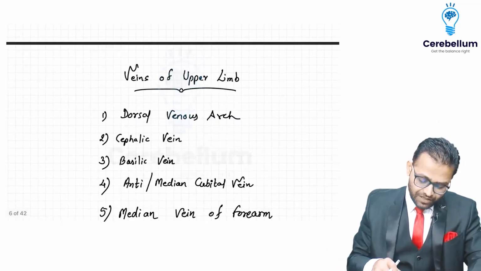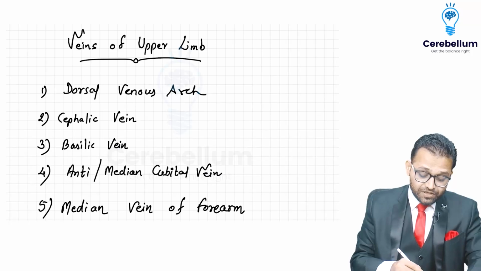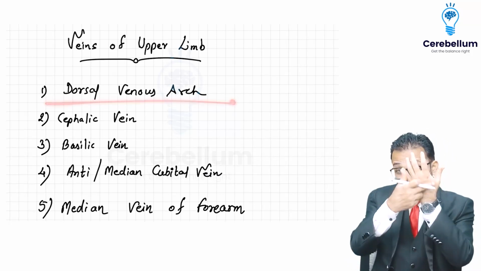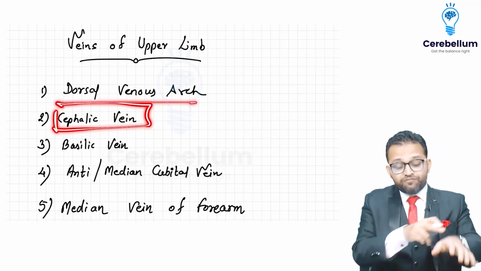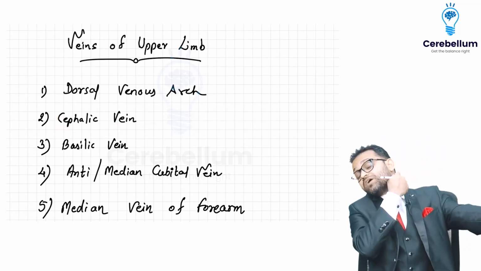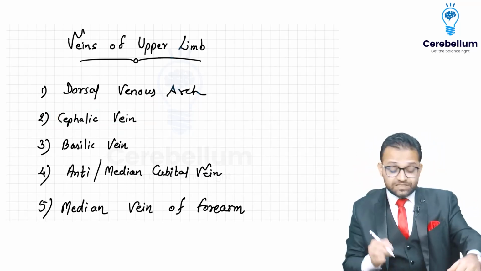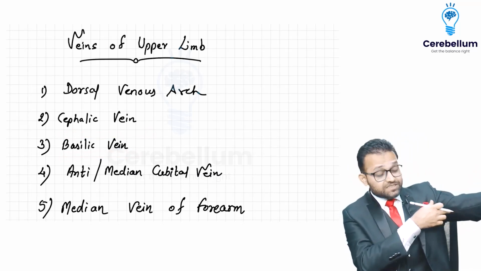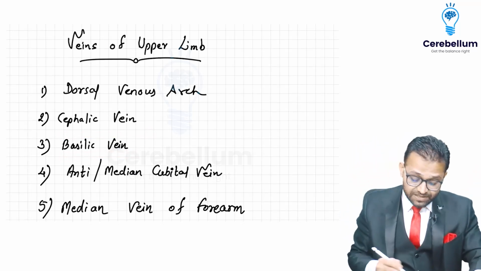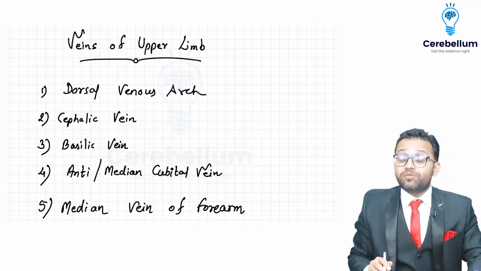Okay, sir. Now we are talking about the veins of the upper limb. There is the dorsal venous arch on the back of the hand. The cephalic end of this dorsal venous arch runs towards the clavipectoral fascia. That is the cephalic vein. The basal part runs along the base of the hand, reaching the axilla, the basilic vein, and this is the antecubital vein, the median cubital vein.